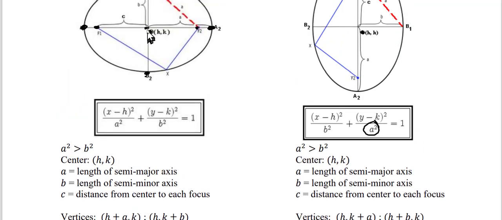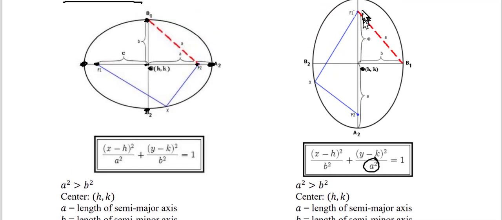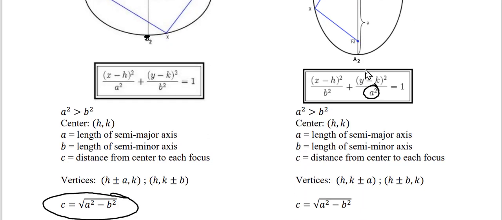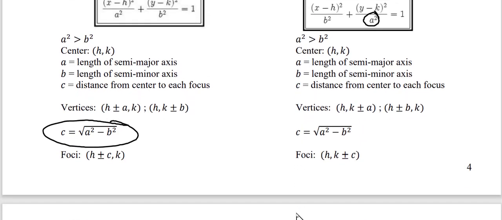In this case, we're going to add C and subtract C from the X coordinate, the H, of the center to get those points. Same thing is true over here, but everything is now kind of switched. So you add and subtract C to and from the K, the Y coordinate, because you're going up and down from the center. Okay? So don't memorize this. I think we can figure it out.